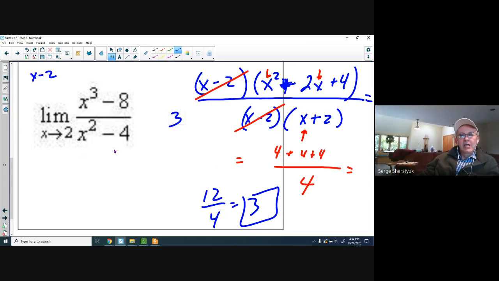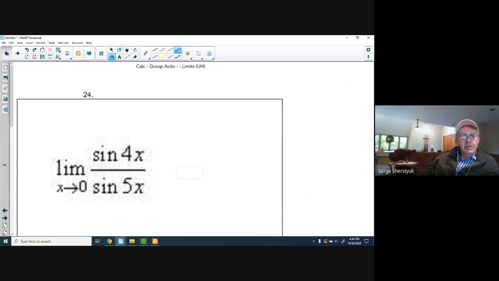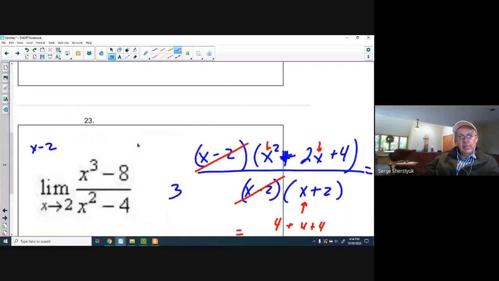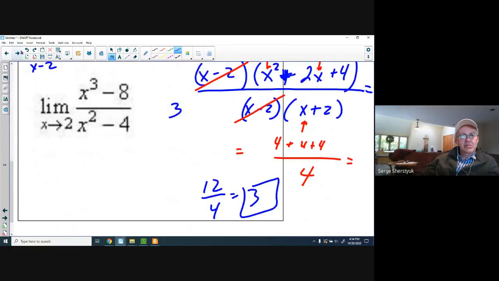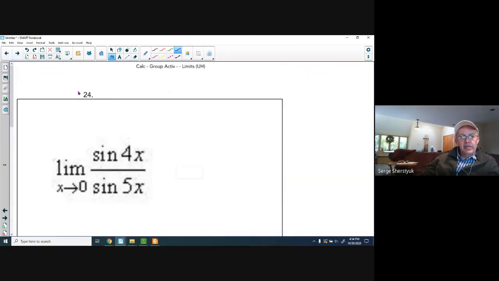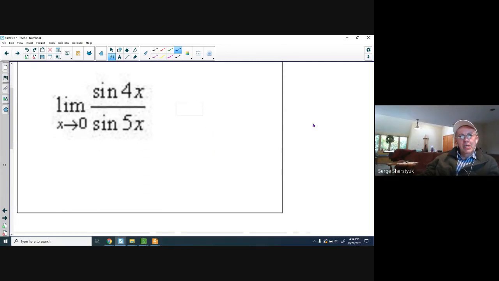What kind of discontinuity? This was a hole. We were able to cancel the bad location. At x equals -2, there is still an asymptote which we were not able to cancel, but the hole we were able to cancel. All right, next one. Oh, wait. What's this? Oh, that's the one I just did. Okay. All right, here we go. So, oh, okay.